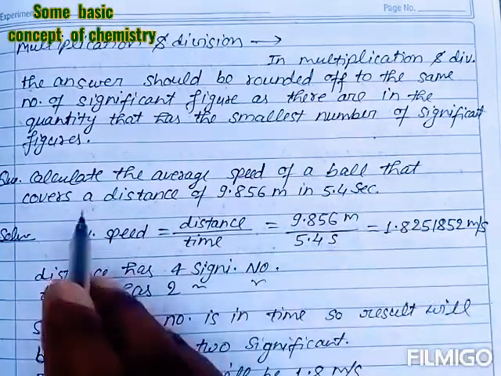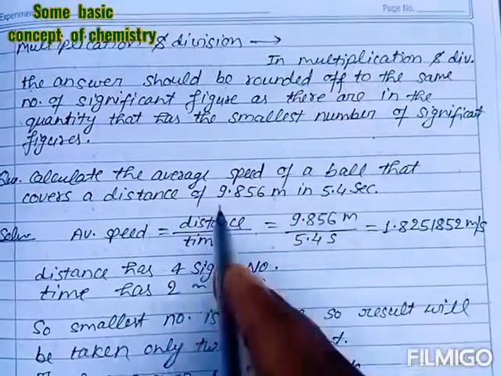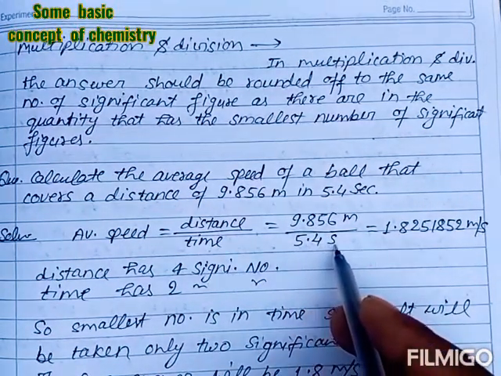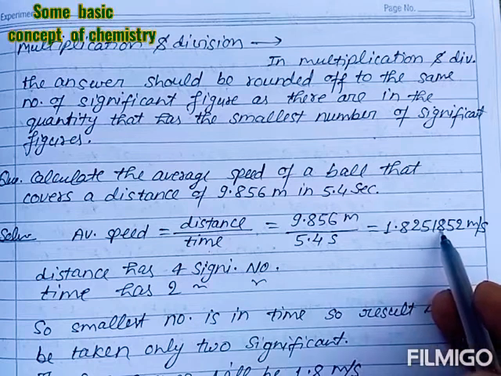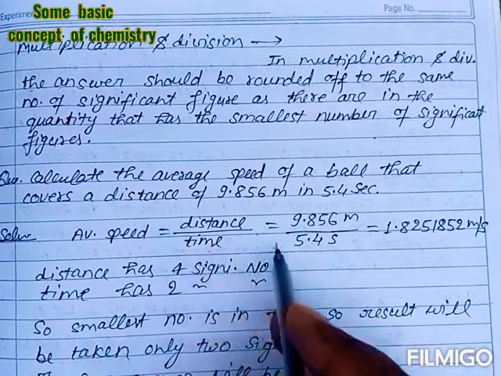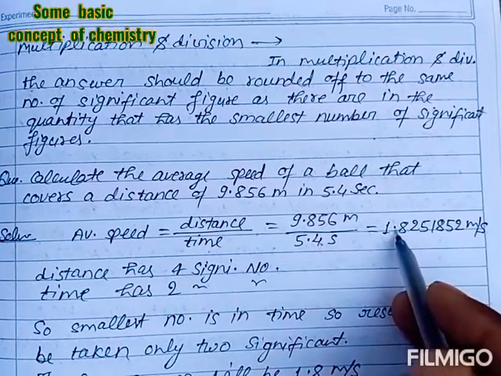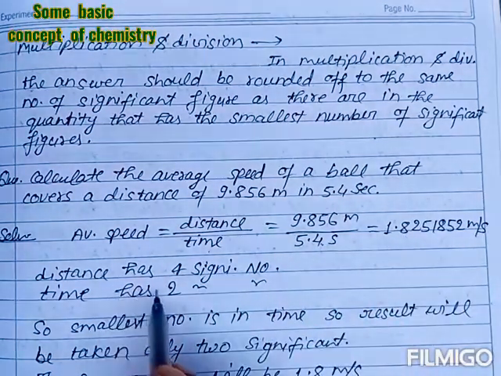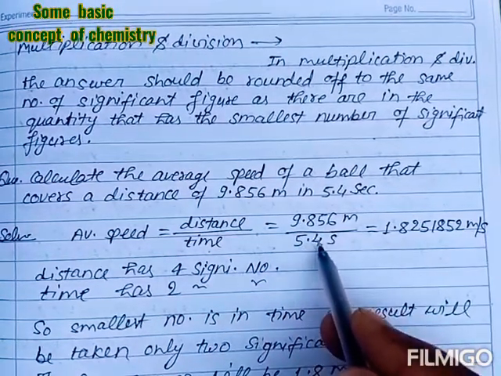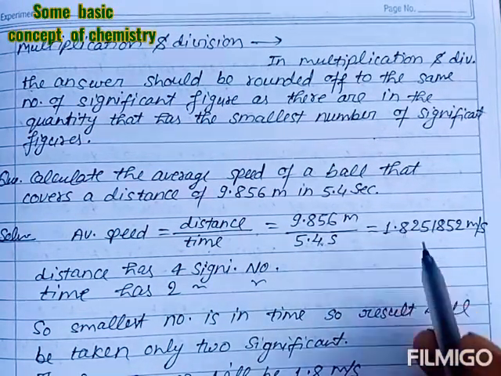Calculate the average speed of a ball that covers a distance of 9.856 meters in 5.4 seconds. The average speed is equal to distance divided by time: 9.856 divided by 5.4 seconds. After calculating, we get 1.8251852 meters per second, and the smallest number is the time, 5.4, which has two significant figures. So after the decimal you will take one digit, and the answer will be 1.8 meters per second.